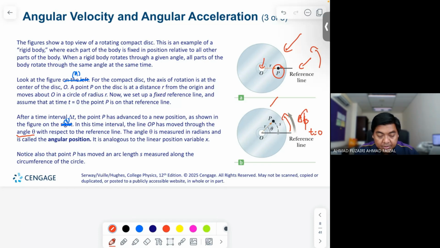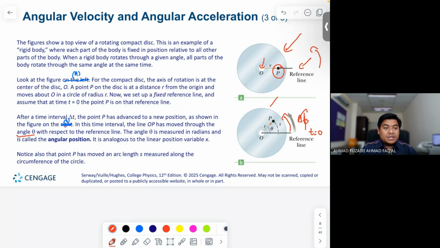I want to emphasize that theta is not an ordinary theta. We do not use theta in degrees. Remember, when you want to find the angular displacement theta, it should not be in degree mode but in radian mode. That means you need to convert your calculator to radian mode, or you can do a simple conversion. The angle theta is measured in radians and is called the angular position, so it is analogous to the linear position variable x.